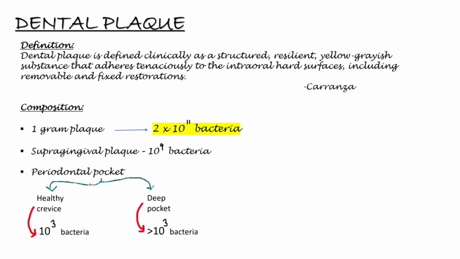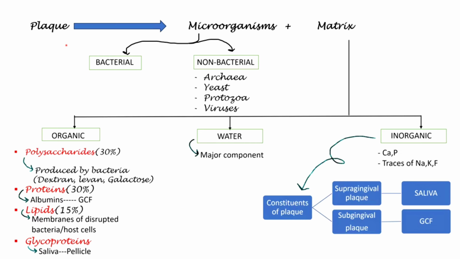The periodontal pocket, if it's a healthy crevice, it contains 10 power 3. If it's a deep pocket, it contains more than that in the healthy crevice. Plaque is a mixture of microorganisms and matrix. What microorganisms? They can be bacterial: rods, cocci, spirochetes. What are non-bacterial here? Archaebacteria, yeast, protozoa, and viruses can also be found in dental plaque.